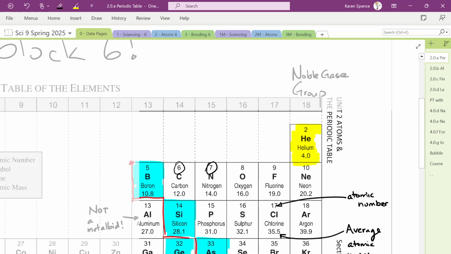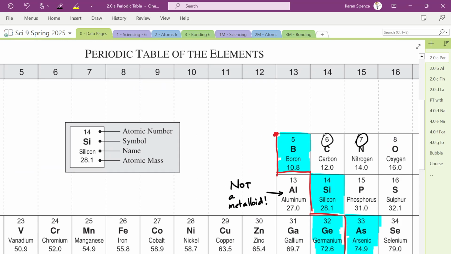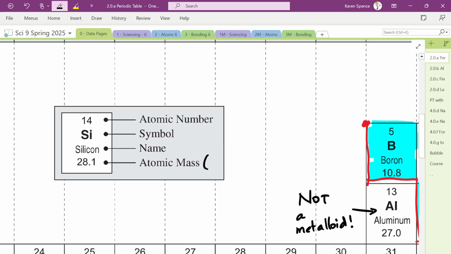So on your periodic table, you might want to add the word average, where it says atomic mass. And you could also add in that this is not the mass number.